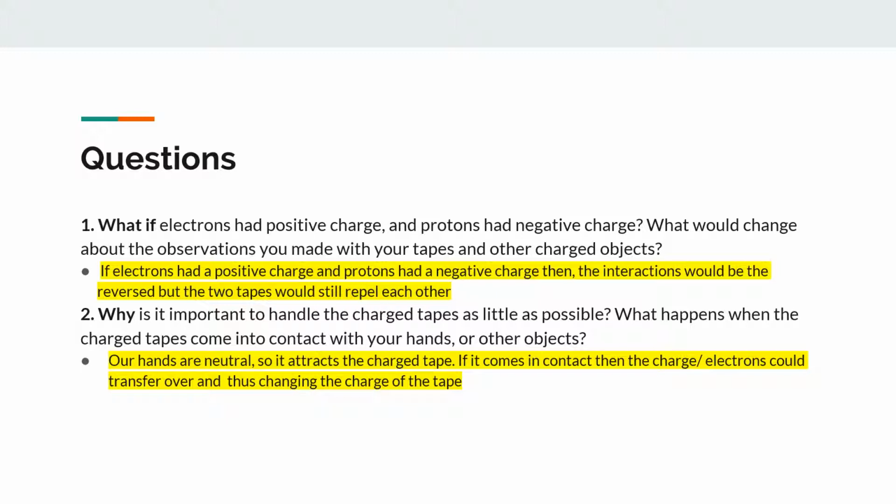And it is really important to handle the charged tapes as little as possible because our hands are neutral, so it attracts the charged tapes. So if it comes in contact, then the charge/electrons could transfer over, thus changing the entire charge of the tape, which would have given us inaccurate results of the charge and the number of excess electrons.